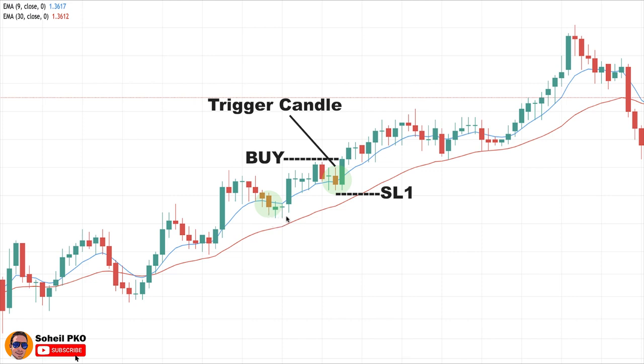below this low. If you think it's very close to your trade entry and you don't want it to be so tight, or you're trading in a high volatility market like crypto, or you're trading in a very short time frame which is very noisy, you can give it more room and place it below the 30 period EMA.